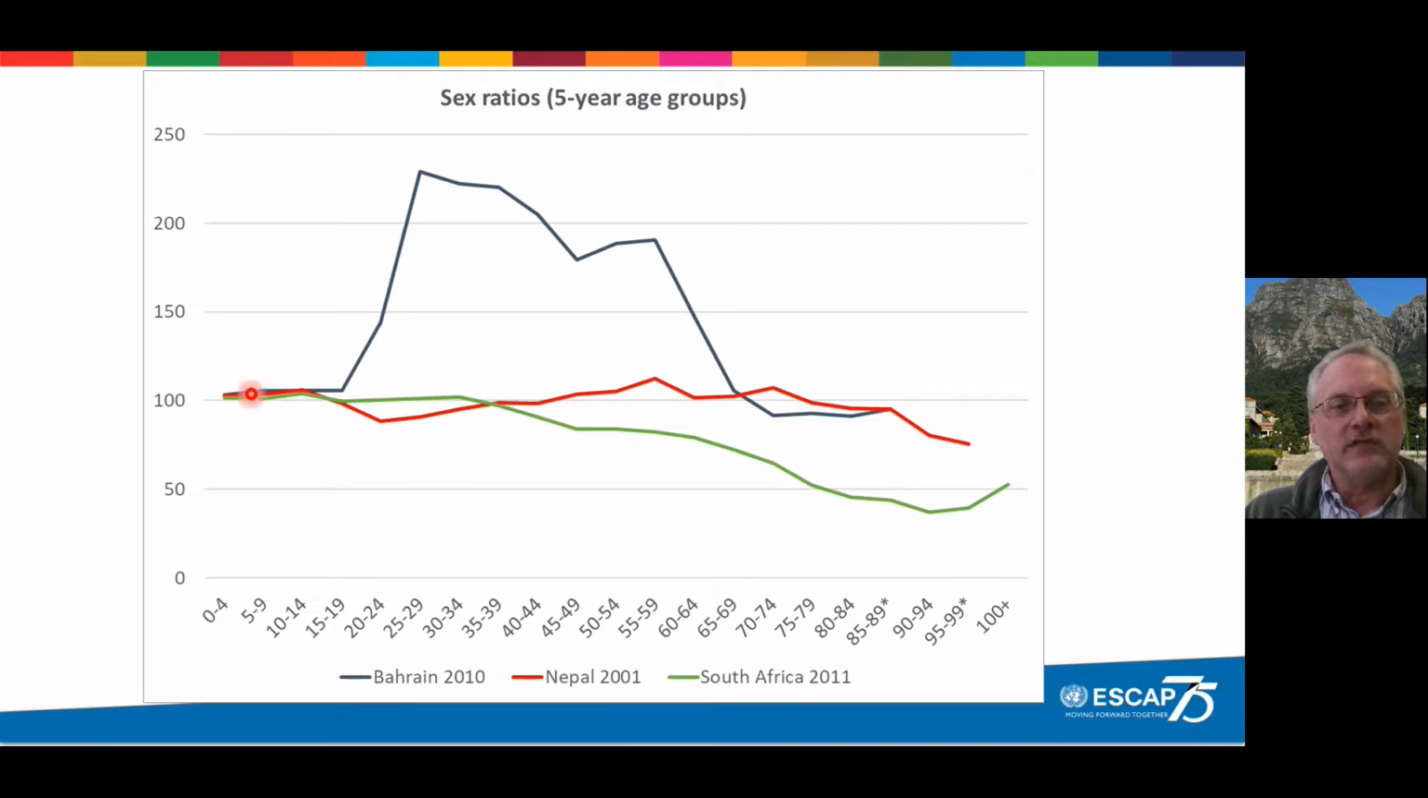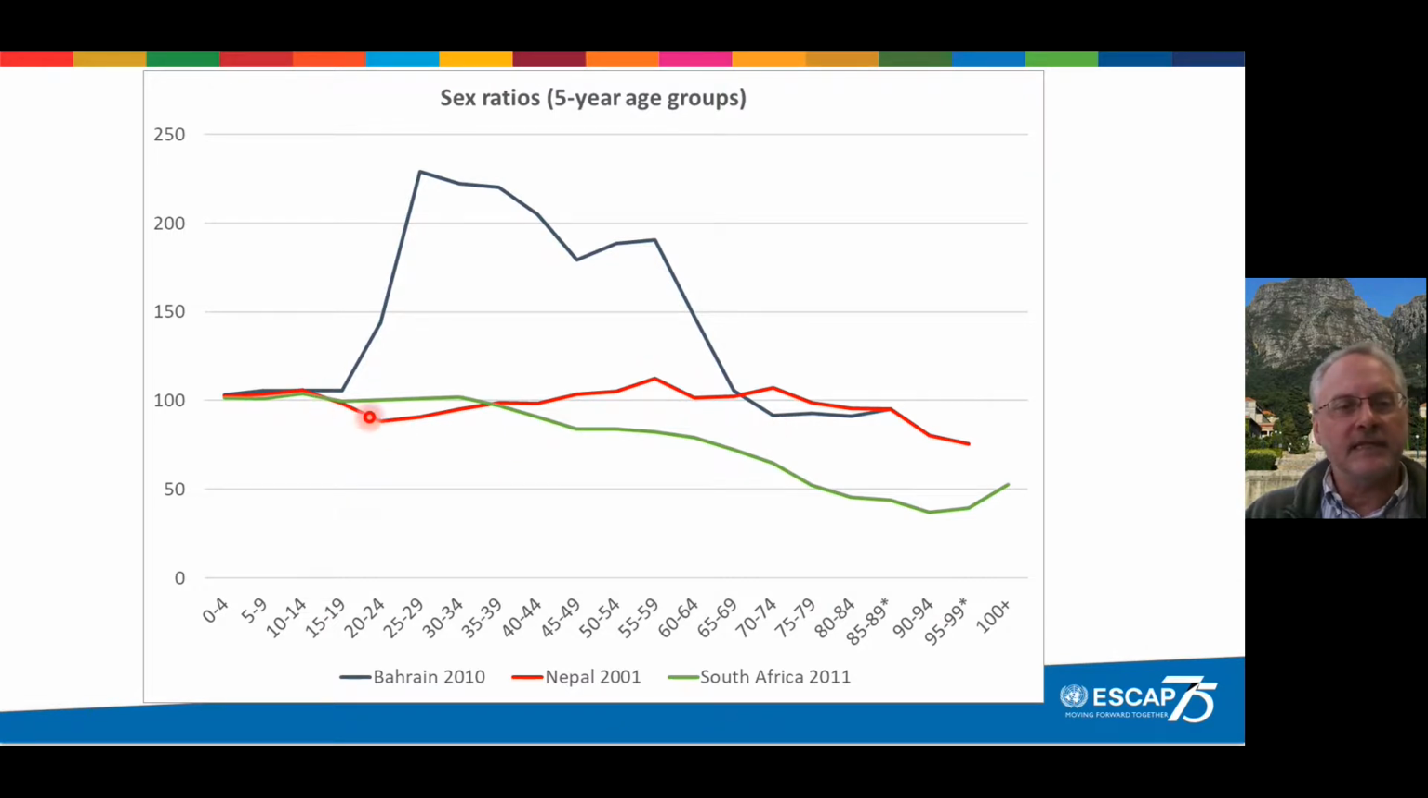We can see that the sex ratio in all 3 countries remains very close to 100 up until about age 15 or so, and then starts to diverge. We've already seen the impacts of labor migration into Bahrain, and this is evident here in the highly distorted sex ratios up to age 65. But this decline after that, again, would seem to indicate that women are being differentially underenumerated in that census.